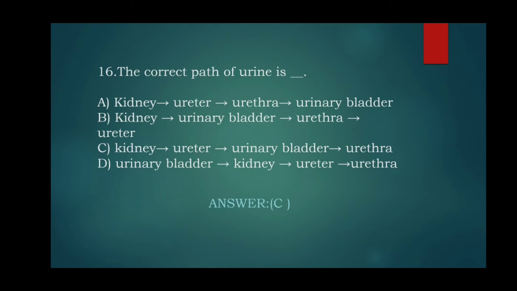16th question. The correct path of urine is dash. Options: kidney, ureter, urethra, urinary bladder; kidney, urinary bladder, urethra and ureter; kidney, ureter, urinary bladder and urethra; urinary bladder, kidney, ureter, urethra. So we know that from the kidney the urine will reach the ureter, from there it will reach the urinary bladder. In the urinary bladder the urine will be stored, and the urine comes out through the urethra. So the correct answer is option C.